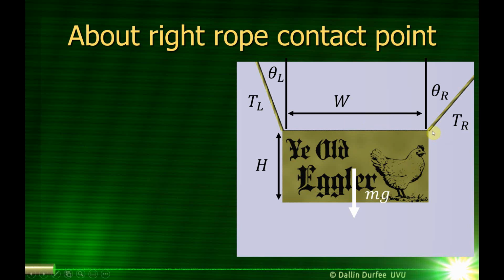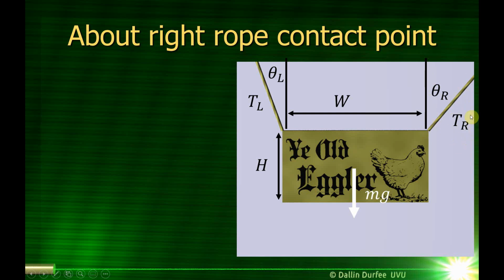Let's start with an axis going through the right rope contact point. So the point where the rope makes contact with the sign, let's take an axis going through there, coming out of the screen. Okay, why is that a good choice? Well, it eliminates 2 of the unknowns, theta R and tension R. So we're only going to be left with one unknown, which is a tension in the left rope. So let's figure out the torque of all of our forces about that point.